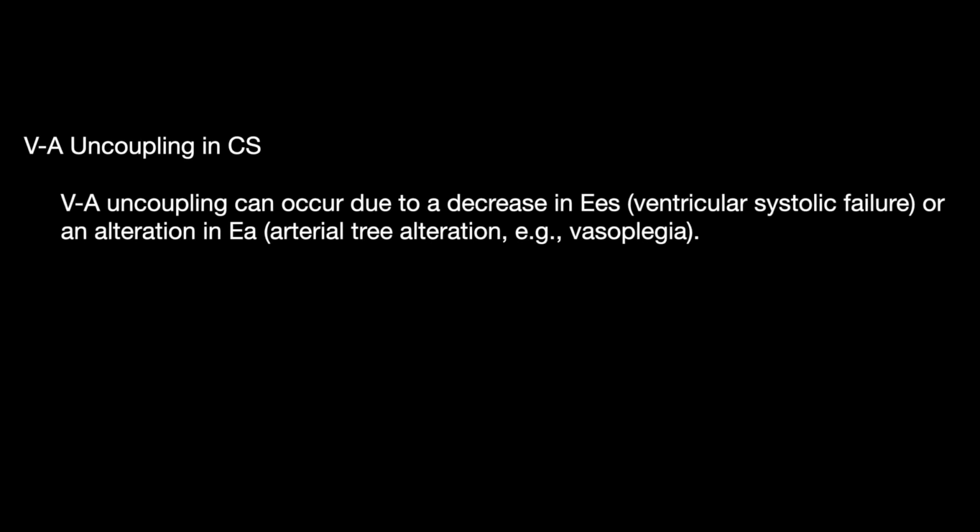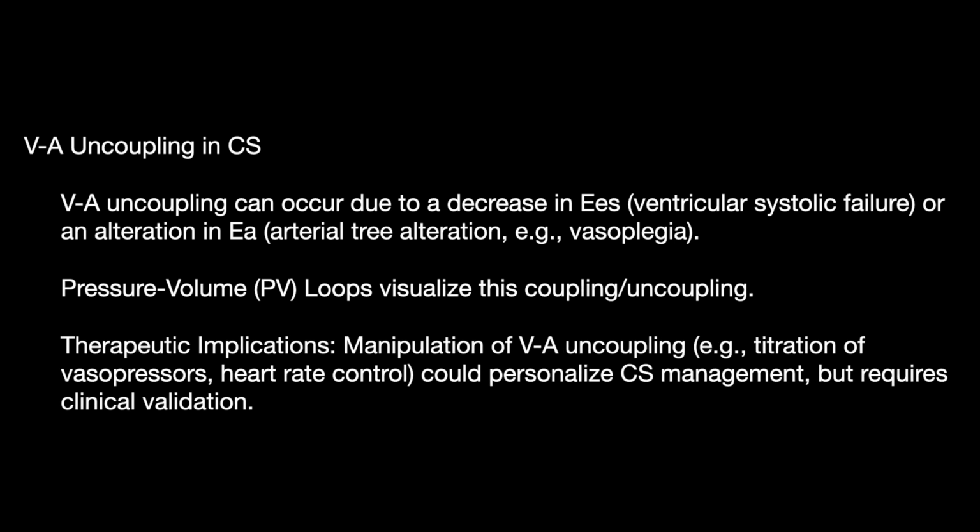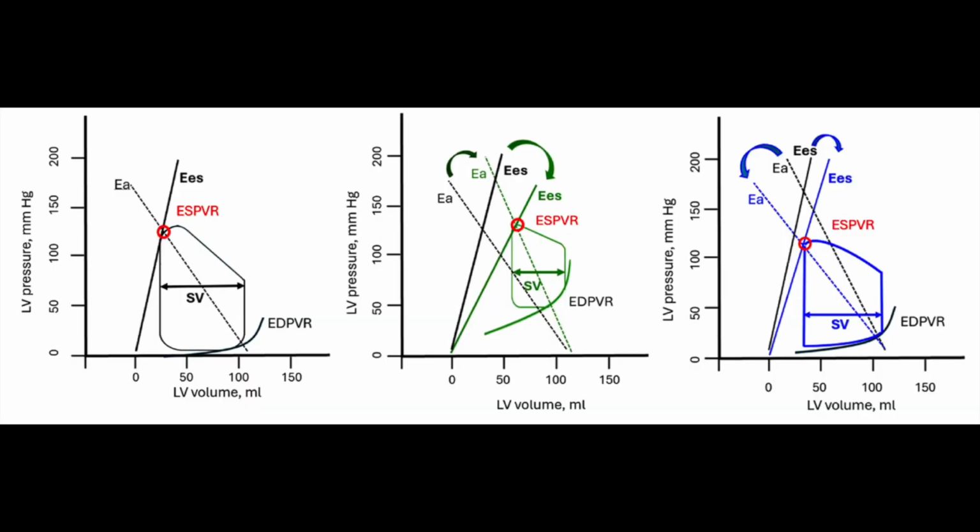Uncoupling can occur due to a decrease in Ees, that is ventricular systolic failure, or in alteration of the arterial tree, that is there can be vasoplegia. The PV loops visualize this coupling and uncoupling. Therapeutic implications are manipulation of the VA uncoupling, that is titrating the vasopressors and heart rate, and we should personalize cardiogenic shock management, but it obviously requires clinical validation as of now. This is a theoretical concept, so we'll explain that theoretical concept over here.